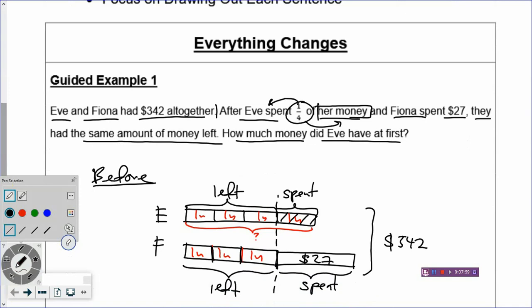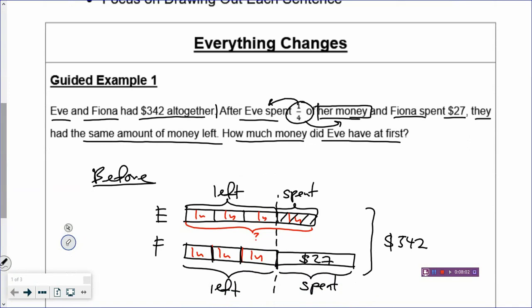Now, Eve spent money. Fiona also spent money. So their money have become lesser. How about their total money? Their total money also became lesser. Then how about the difference? How do we check whether the difference is changed or not changed? You need to ask, did they spend equal amounts of money? Right, the question says they spend equal amounts, so the difference is also changed. So in other words, everything has changed. Alright, so everything changes in this problem.